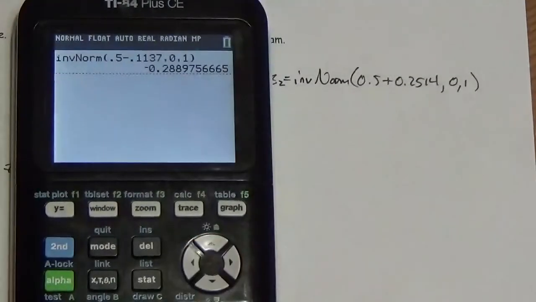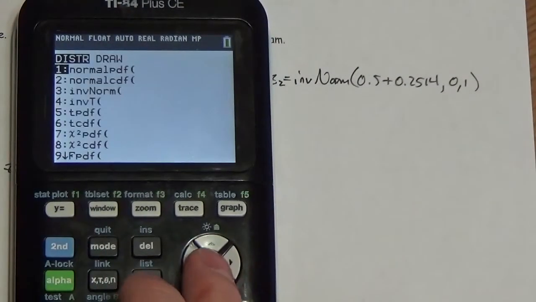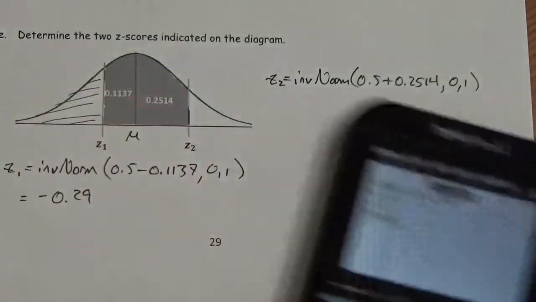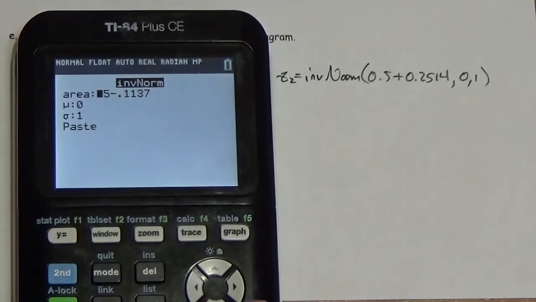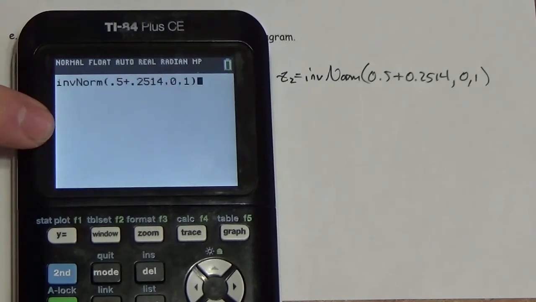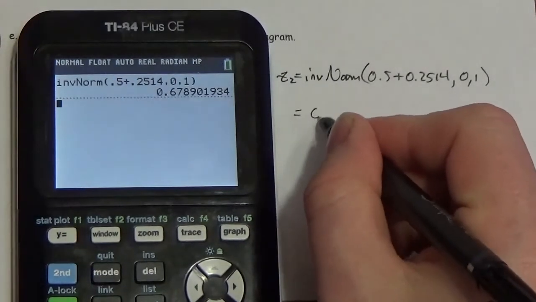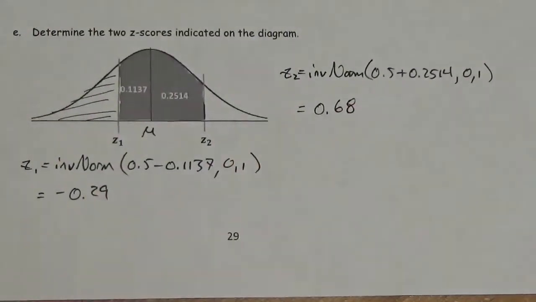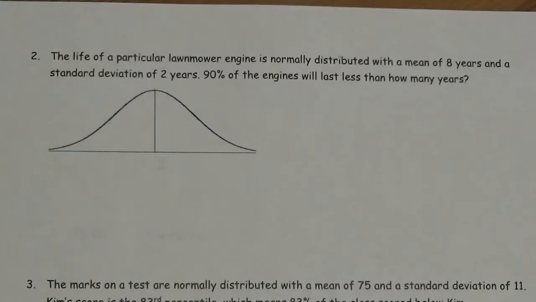So it really helps to do these separately, individually, so that you don't start mixing up these two numbers. Just look at what it is you're trying to get, and how it's being related to the mean. So this is 0.5 plus 0.2514. Mean is 0, standard deviation is 1. Paste that in, and we get 0.68 when I round it. There's the z-score that we're looking for. Okay, now we have a tool to go back and answer one of those previous questions.